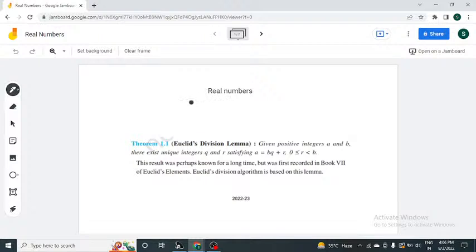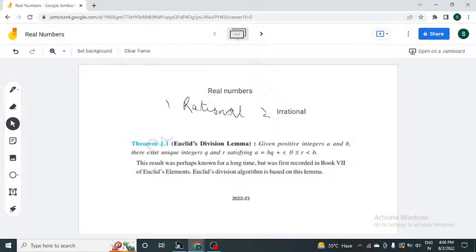real numbers can be further divided into two categories: rational and the second one is irrational.